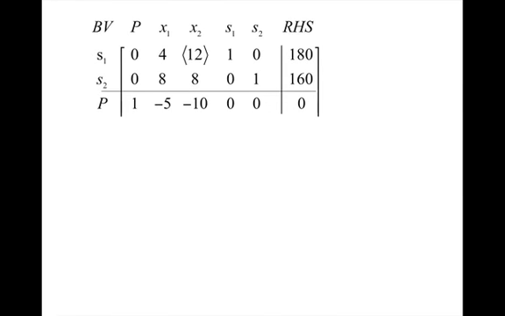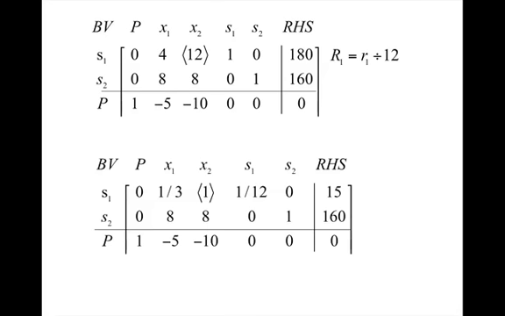So we're going to begin by making the 12 become a 1. To do this, I'm going to divide everything in row 1 by 12, and we'll keep rows 2 and 3 the same. So if I divide row 1 by 12, be sure to use fractions and keep those as reduced fractions. I get 0, 1/3, the 1 that I wanted, 1/12, 0, and 15. And then recopy rows 2 and 3.